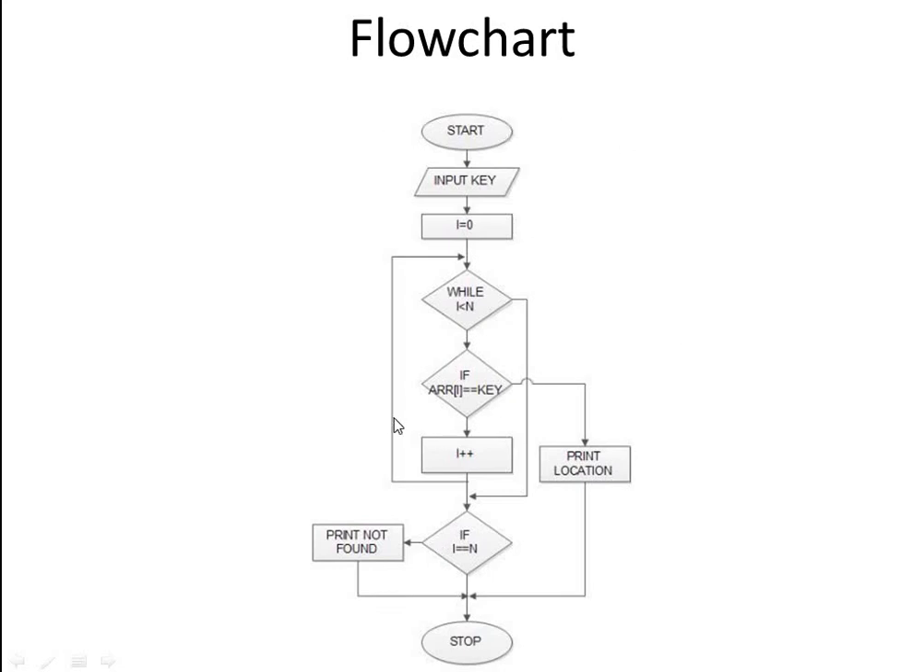So this is how the linear search is performed. It is nothing but we start from the first element and check each and every element to see if the key value is equal to that element. If it is equal, then print the position at which the element is present, that is the I value. Otherwise go till the end of the array, and if the element is not found in the array, then print it is not found and stop the program.